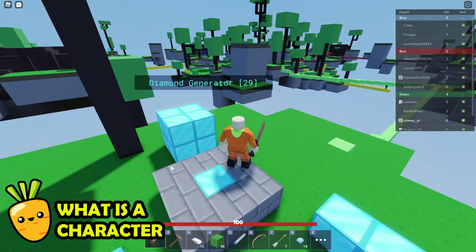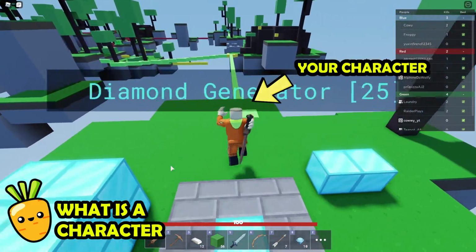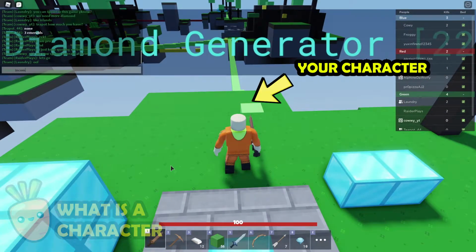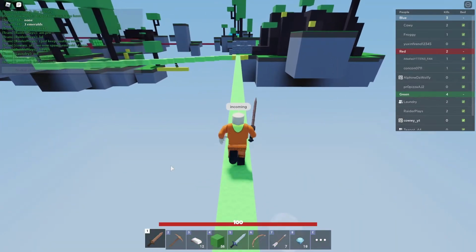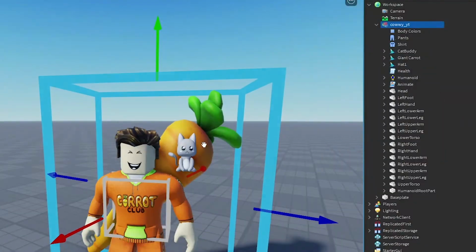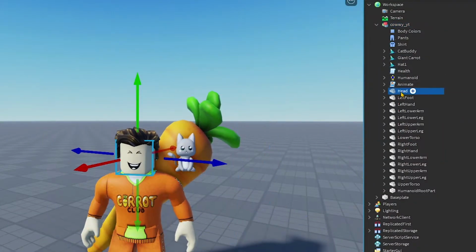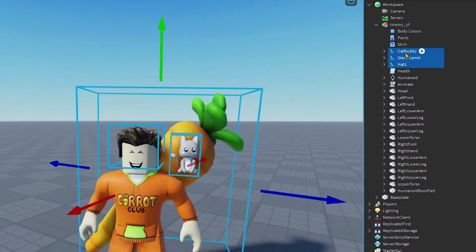So let's start with the character, which is the easiest one to understand. When you're playing a Roblox game, this right here is your character, or you can call it your avatar. So your character is this physical avatar that allows you to interact with this virtual environment. The character is created by parts. You have a head, a torso, arms, and legs. Depending on how you customize your character, you're going to have some extra accessory attached to it.